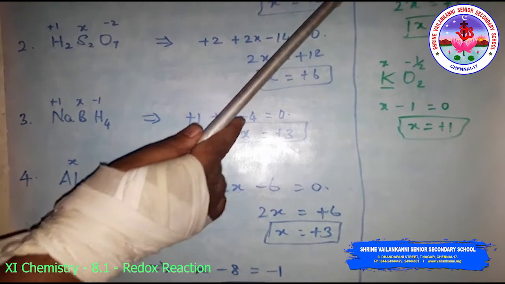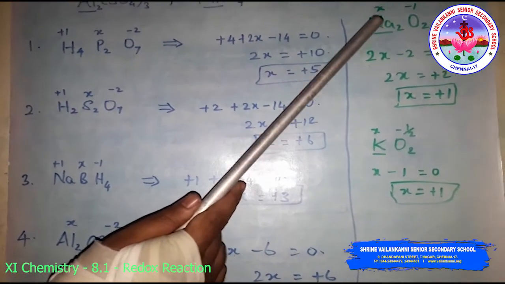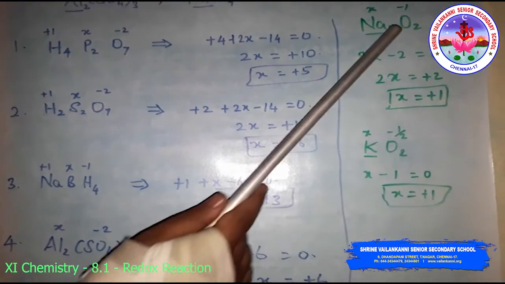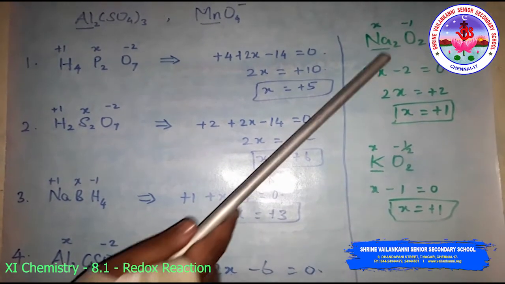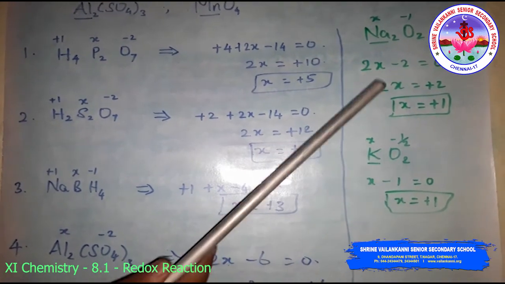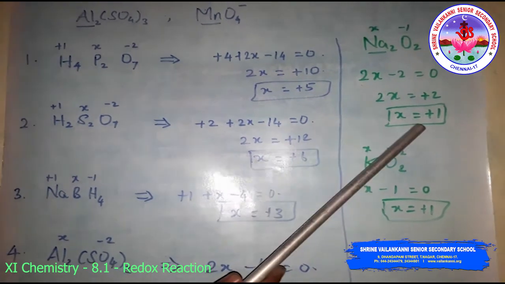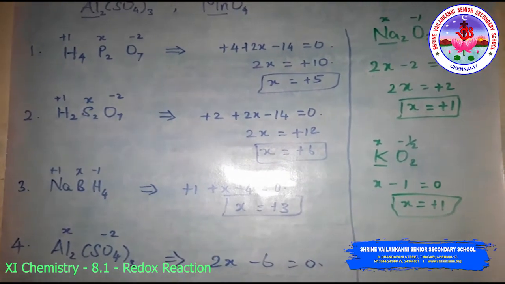So the example is here, and also in the case of peroxide, minus 1, and in the case of superoxide, so plus 1 here, also plus 1.